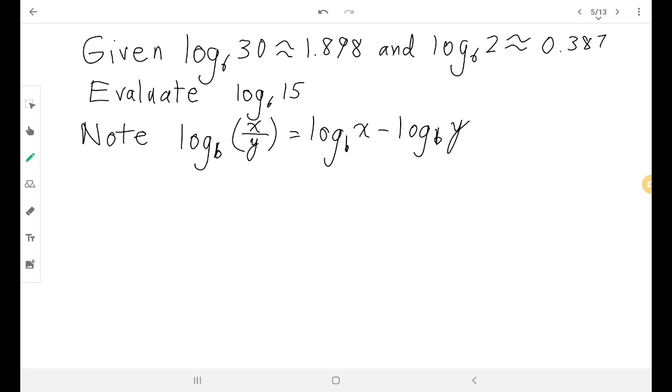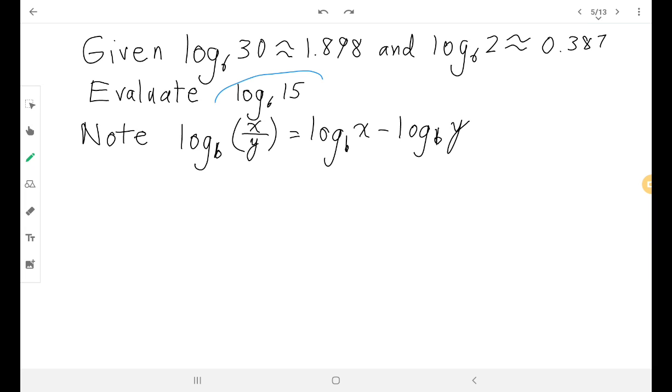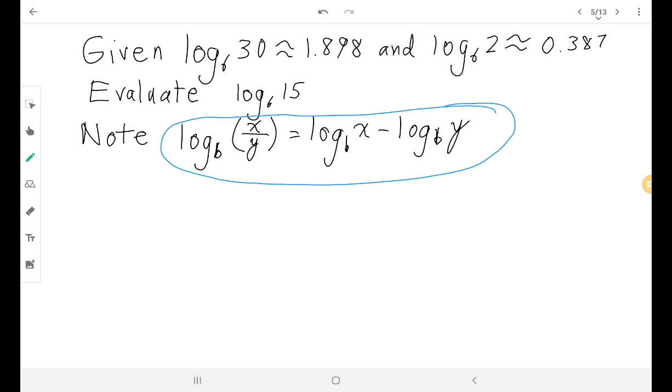All right, so if I'm given 2 approximations here, log base 6 of 30 and log base 6 of 2, and I'm asked to evaluate the log base 6 of 15, I'm going to use this property right here, which says you can expand division into subtraction. And that actually comes from the fact that division is a form of multiplication, and maybe I can show that at the end. We'll see.